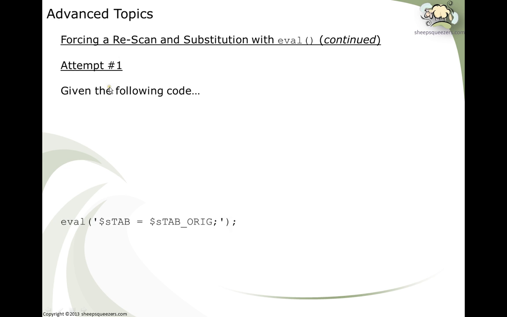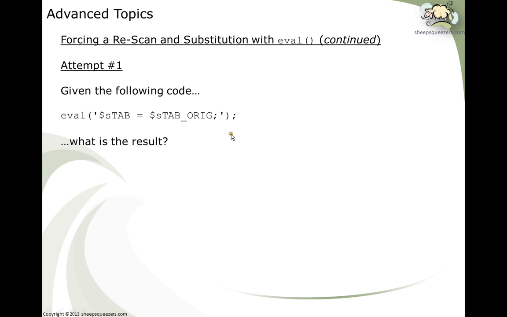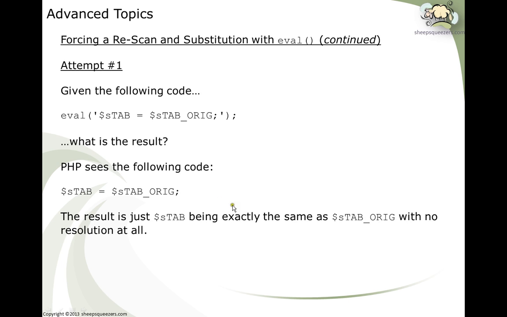So attempt number 1, given the following code: eval, single tick mark, $STab equals $STab_orig semicolon. Again, this must be valid PHP code in this eval, and single tick mark. Well, what's the result? Again, we're using single tick marks, so there's no resolution whatsoever. So what will PHP see? $STab equals $STab_orig semicolon, and then execute that. Well, what's the result? $STab is exactly the same as $STab_orig with no resolution at all. Result: fail, doesn't do what we wanted to do.